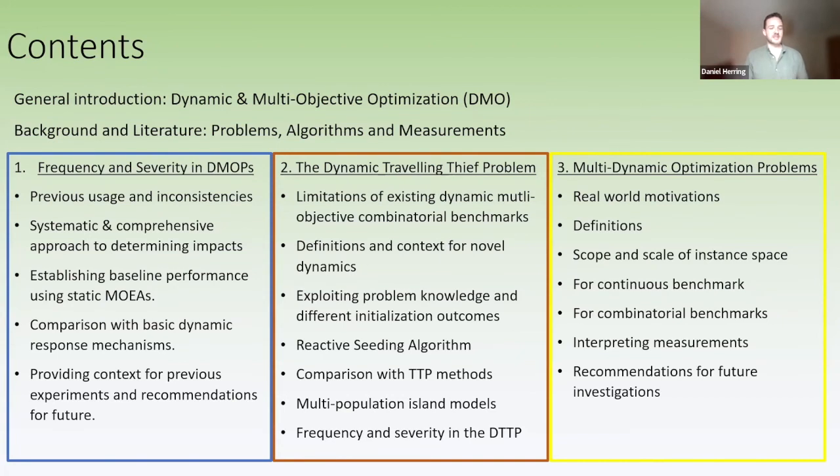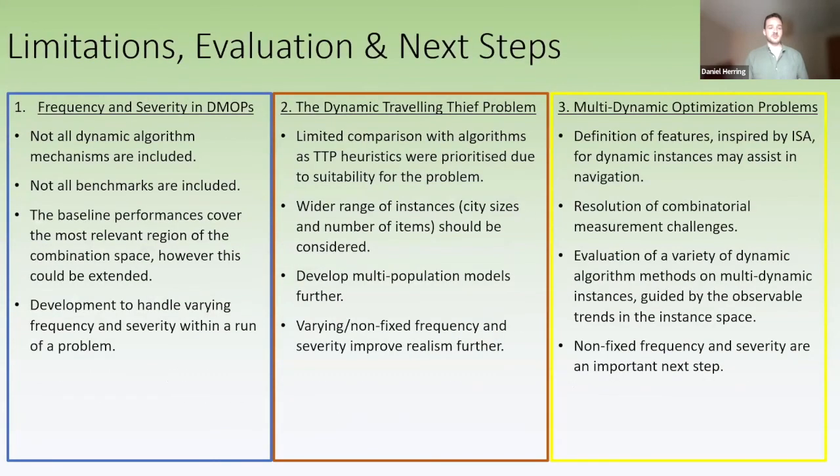So we've covered all three of these sections, but it's also important to consider the limitations of the work in each of these sections. Generally, the outcomes of the investigations have prompted further questions. For example, for frequency and severity, now that we've established baselines using the static algorithms and simple dynamic responses, evaluation of more complex state-of-the-art dynamic algorithms, as well as replicating previously reported performance, may reveal interesting insights.